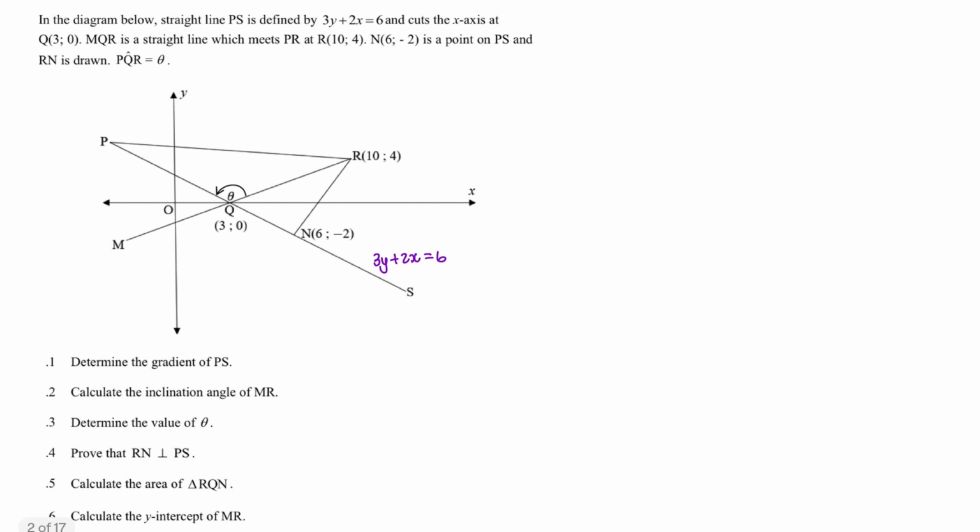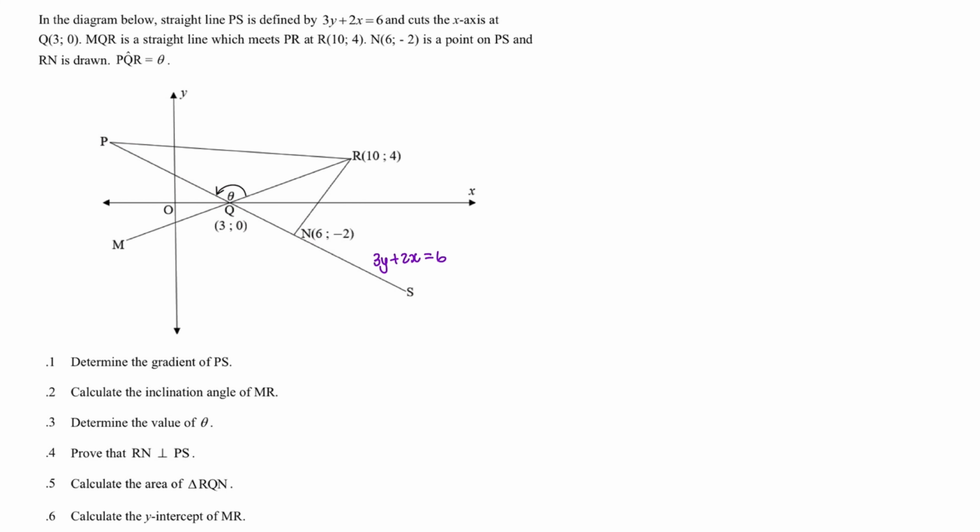So let us dive into the questions. Our first question is to determine the gradient of the line PS. So we have two possible methods. The first way, and the most commonly practiced way, is to use the gradient formula. But we don't have the points P and S. What we do have is two other points on the line PS in the form of Q and N. So if we can find the gradient of QN, we will have the gradient of PS.